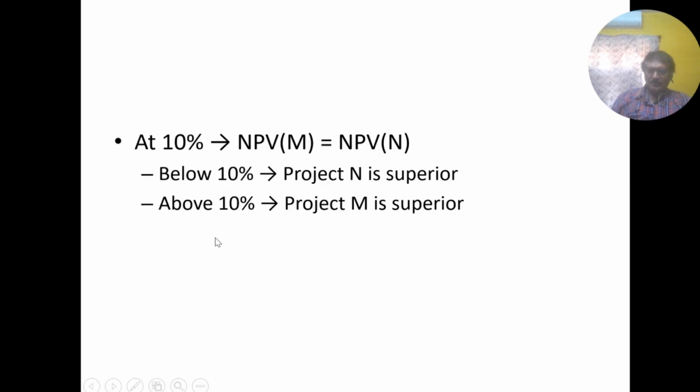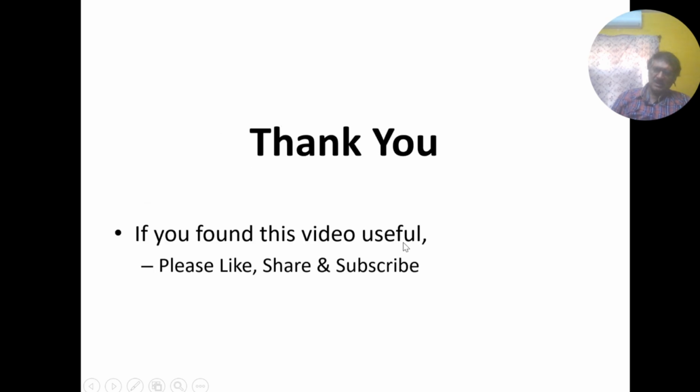This is again the final decision at 10% NPV. For both the projects M and N, it's the same. That's why you can accept any project. But below 10%, project N is superior, and above 10%, project M is superior. I think you have understood how to select the project in a conflicting situation in the case of capital budgeting.